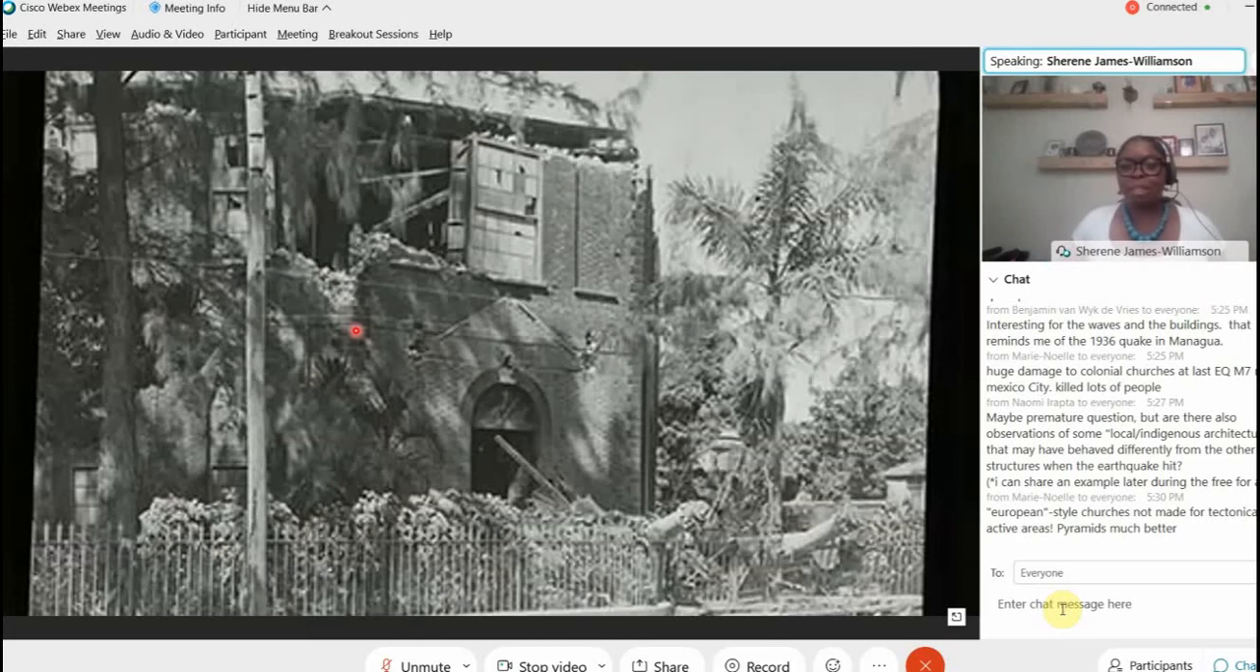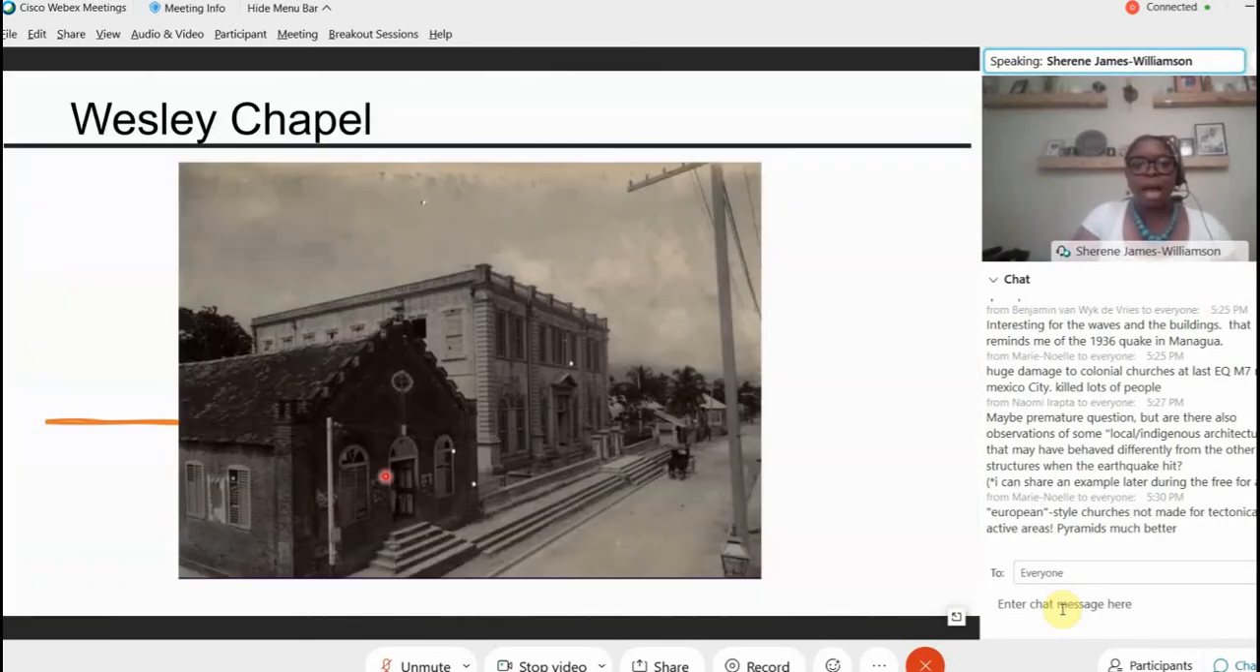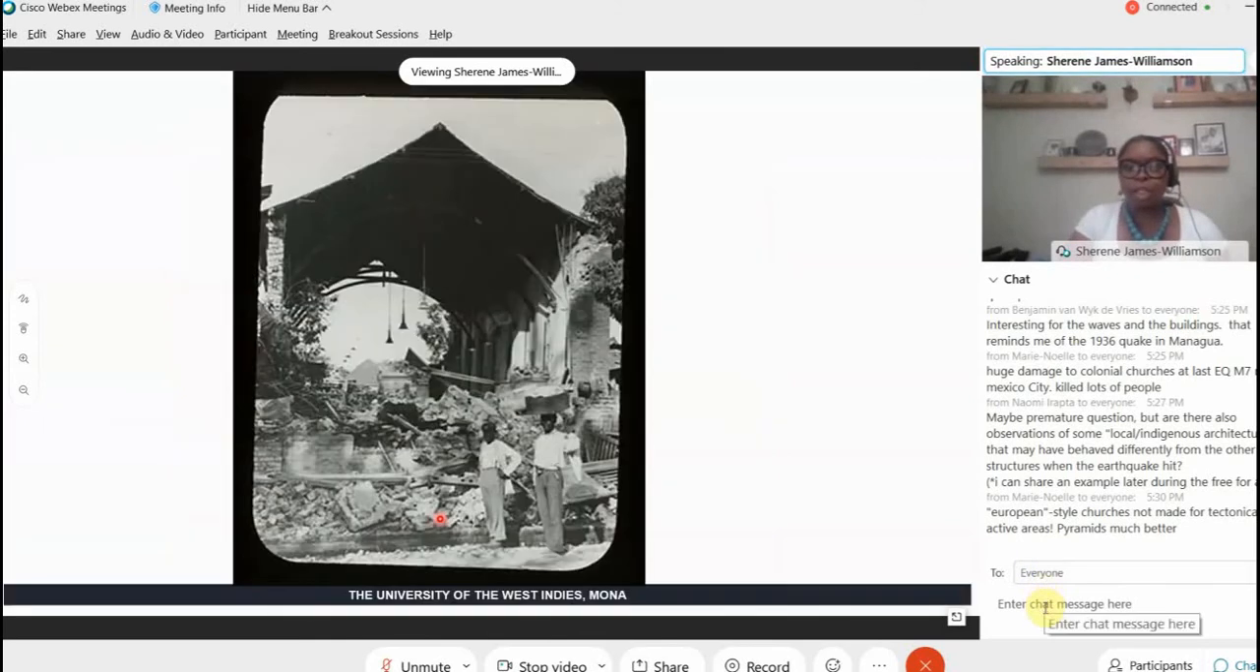So why take pictures of the church that wasn't damaged? We just want to see the parts that fell down. So we only have these few views of St. Andrew Scots Kirk. Then we have the Wesley Chapel. This is the Wesley Chapel. I think this might be a school. I'm not quite sure, but this is the picture afterwards of the chapel.